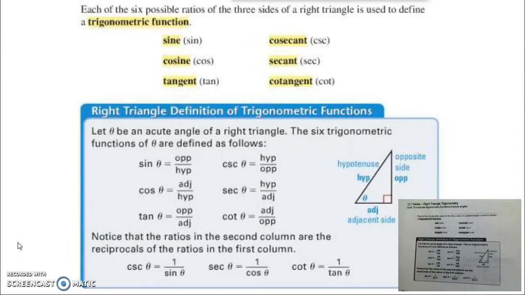The cosine of theta, that ratio is made up by taking the length of the side that's adjacent, or next to the angle, and dividing that by the hypotenuse. The tangent of theta is the opposite length divided by the adjacent length. So remember, the hypotenuse is always the longest side in any right triangle. It's always directly across from the right angle. If you take a look at cosecant, secant, and cotangent and compare them with their inverse pairs, sine, cosine, tangent, you can see that they're just inverted, turned upside down. So the ratios in the second column are reciprocals of the ratios in the first.